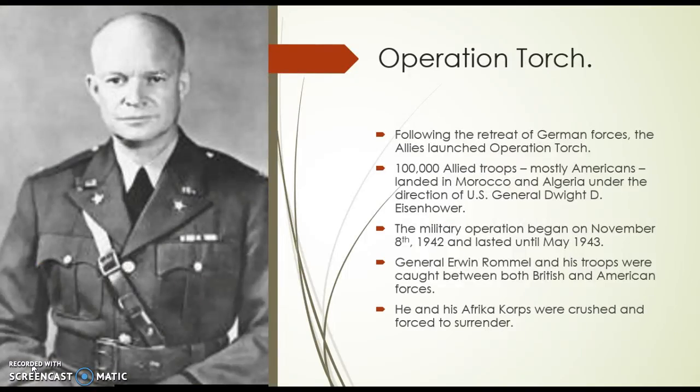Following the retreat of German forces, the Allies launched Operation Torch. And this involved 100,000 Allied troops, mostly Americans, that landed in Morocco and Algeria under the direction of General Dwight D. Eisenhower. Now, the military operation began on November 8th, 1942 and lasted until May of 1943. And General Erwin Rommel and his troops will be caught between British and American forces, and he and his Africa Corps were crushed and forced to surrender.